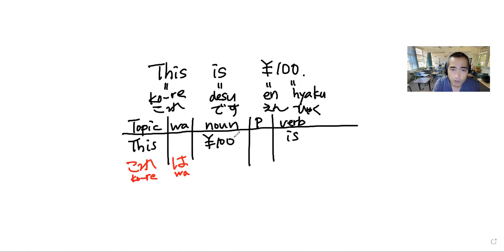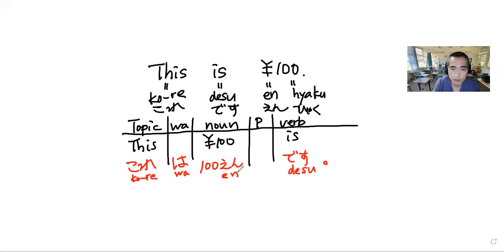Then we need to focus on 100 yen. So we find 円100, but we don't say it that way. We say 100円. We need to swap the order. これは100円. Then we say です, desu. Then the Japanese full stop is a small tiny circle.